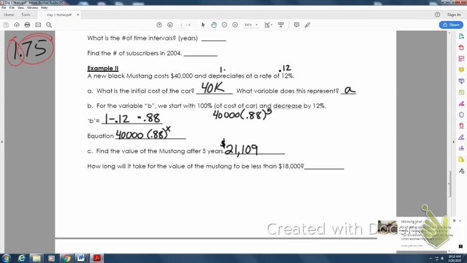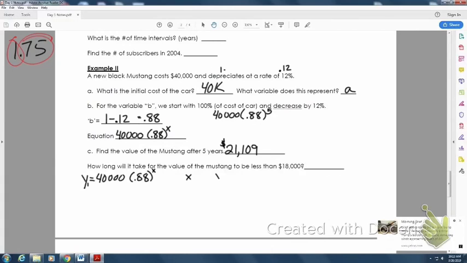And then on the last one, it says, how long will it take for the value of the Mustang to be less than $18,000? How can I solve that? You can guess and check. We know that after 5 years, it's 21,000. That's getting close to 18,000. So I could plug 6 in there, see what it gives me. Plug 7 in there, see what it gives me. Plug 8 in there, see what it gives me. Probably a more efficient way is to do 40,000 times 0.88 into y equals.